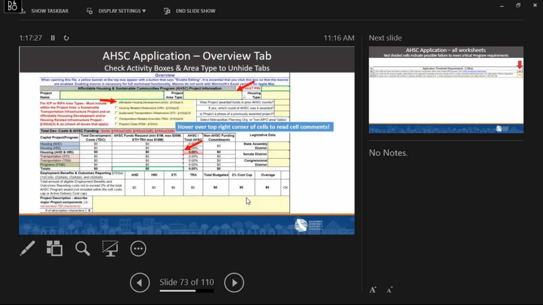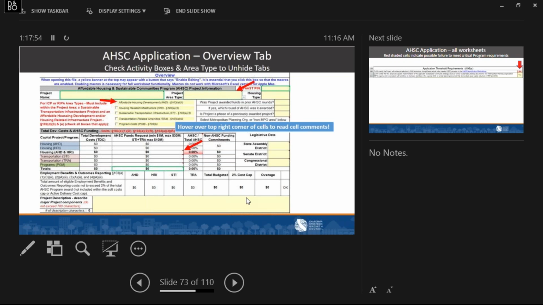So here's an overview tab from the AHSC workbook. A couple of things you'll notice in the top right, selecting your project area type will then determine a couple of other subsequent numbers on the workbook. Also, you'll need to check the boxes for each project component included in your AHSC project, as those tabs will only appear once you check those boxes.